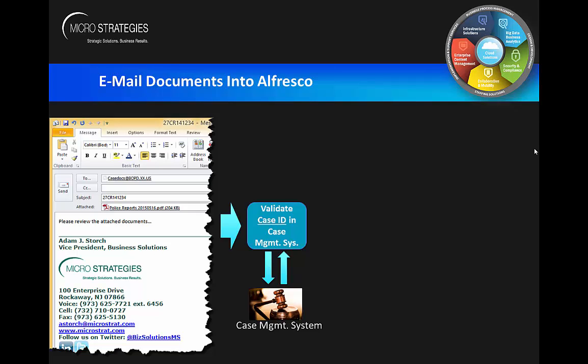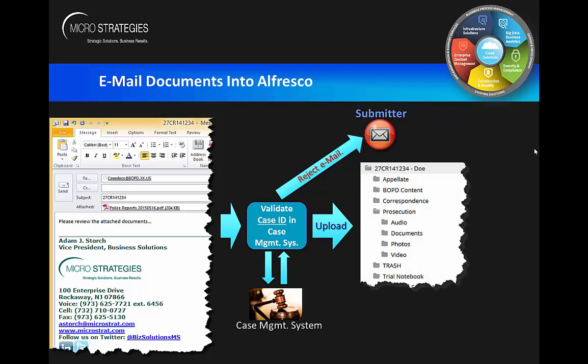In the event it's not correct, it'll send a reject email to the submitter, letting them know that the email they submitted did not have a valid case ID, and therefore it didn't go into the system. If they did enter the correct case ID in the subject line, it will automatically upload those files into the system. It'll put it in the appropriate case folder. It'll put the email in the correspondence folder, to be tracked, of course, and the attachments will be filed appropriately.